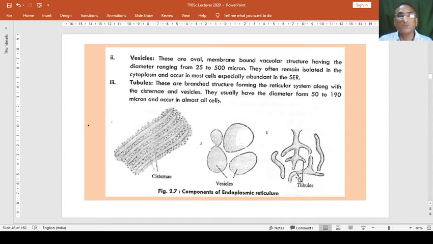Now we will see about tubules. These are branched structures forming the reticular system along with the cisternae and vesicles. Along with cisternae and vesicles, some tubular strands are also found, and they are generally called tubules. They usually have a diameter of 50 to 190 micron and occur in almost all cells. Tubules are found in generally all cells.